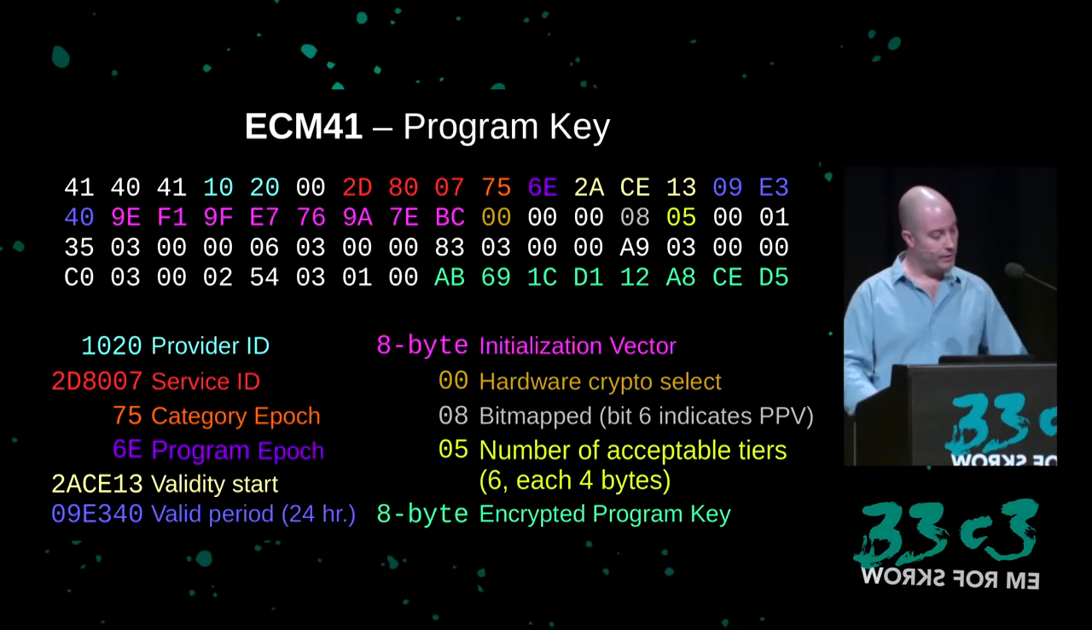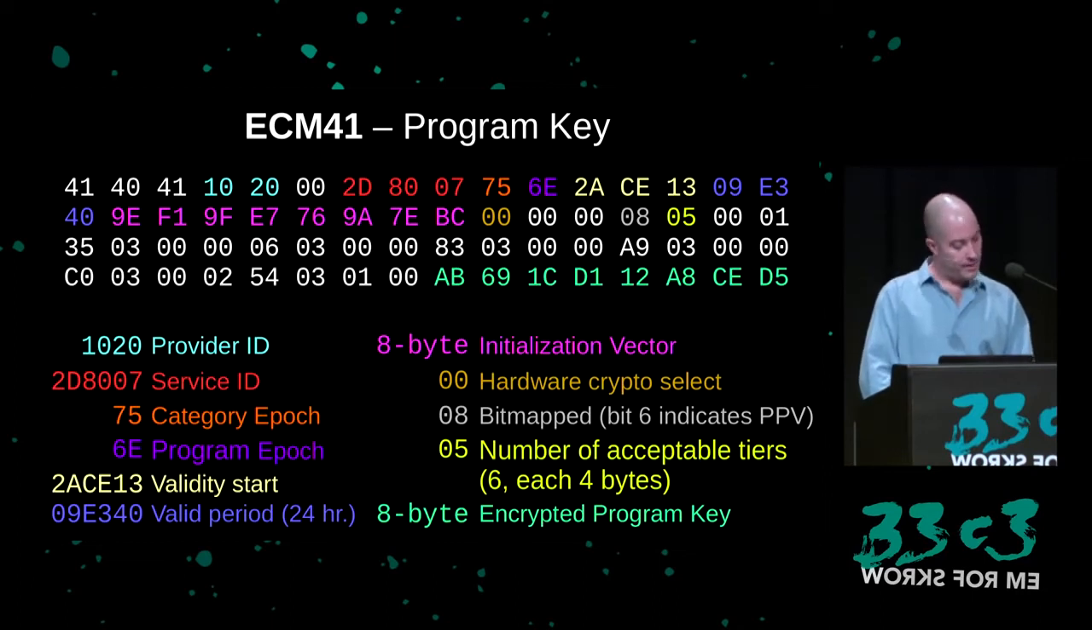The ECM41 contains 1 or more subscription tiers that must be found within the customer's ACP to allow this message to be processed. The subscription tiers are written to the ACP when the EMM containing authorization details is received. There is, again, a hardware crypto select byte that I will get back to.